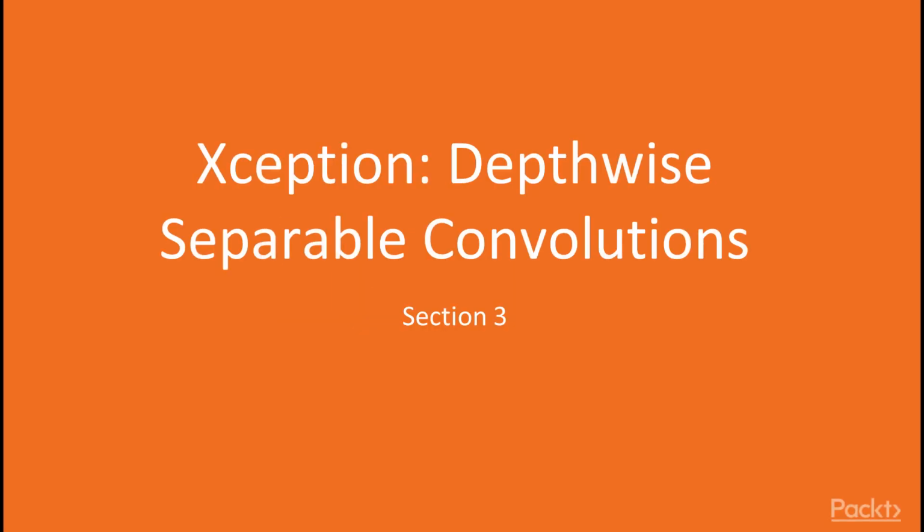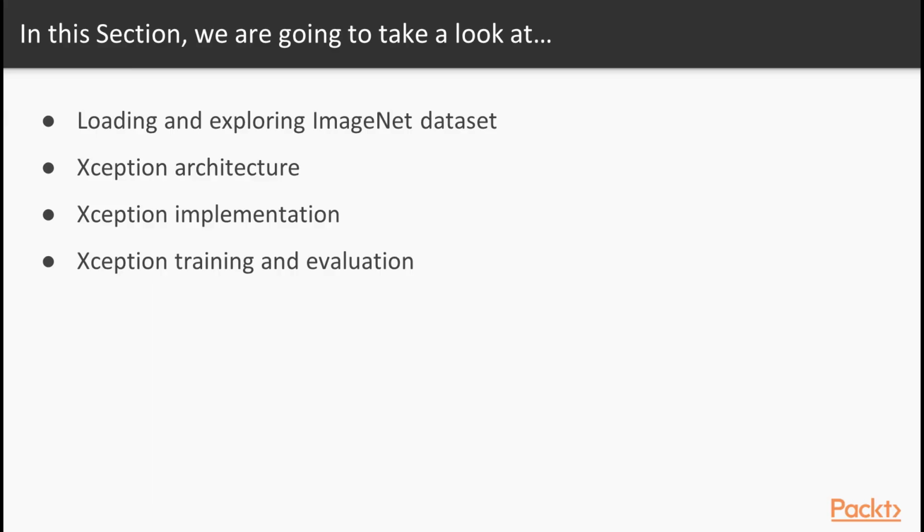In this third section of this course, we're going to learn about the Xception model, which uses a special kind of convolutional layers, which are called depthwise separable convolutions. This section will be divided into four different lessons.